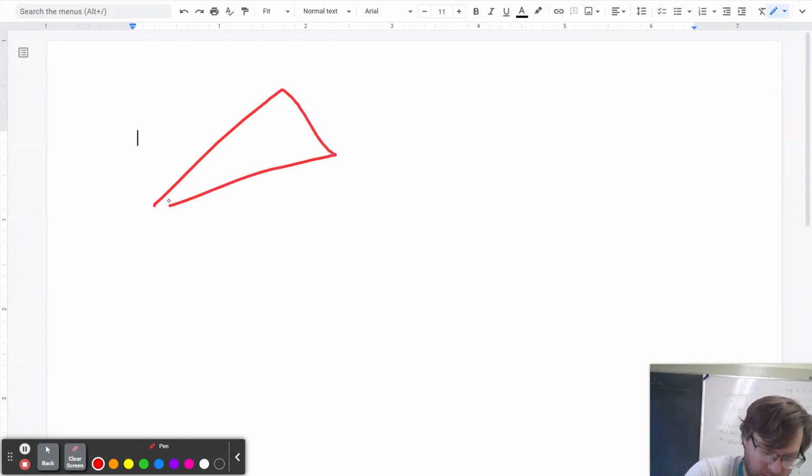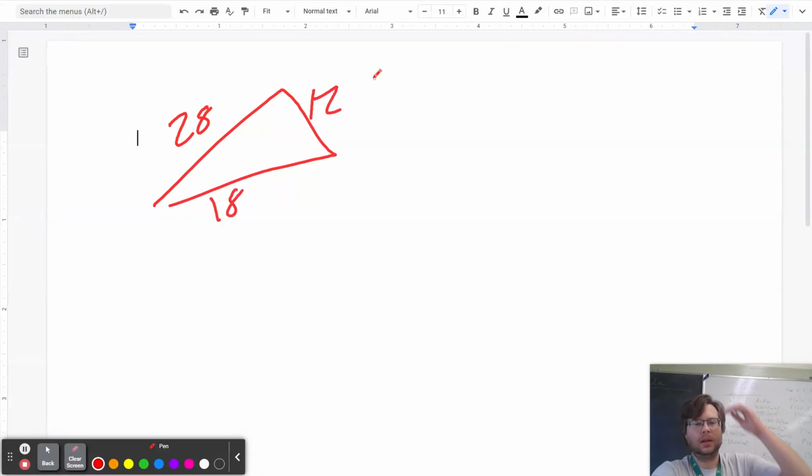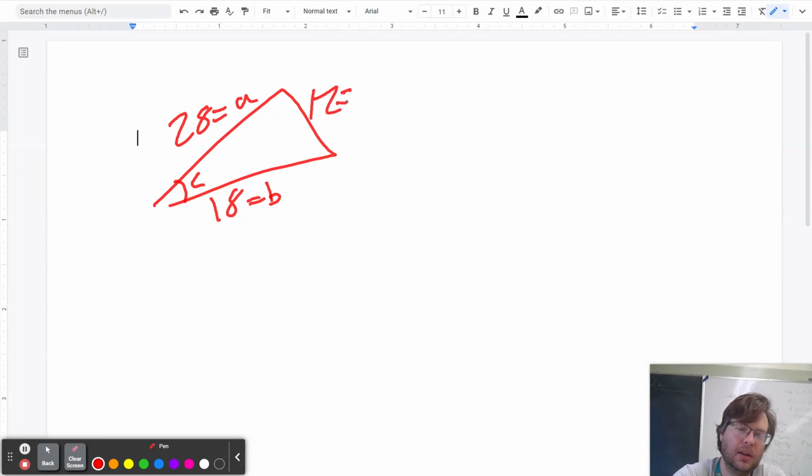So if you have a triangle looking like this, where you've got 28, 18, and 12, you don't have any angles, so you don't want to use law of sines to start. The law of sines is only useful when you've got at least one of your angles. You don't have angles here. So I'm going to use law of cosines. I'm just going to call this angle C. Doesn't really matter which one I call angle C. The two sides that are surrounding angle C are A and B. The side that's opposite is C.